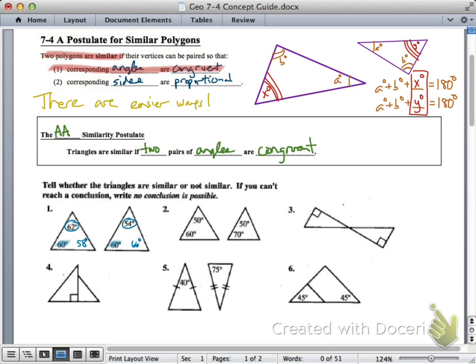So do we have similar triangles? No, we do not. I'd like for you to pause each of these, think about it on your own, and then I'll come back around and talk about it with you here. So pause, do number two.